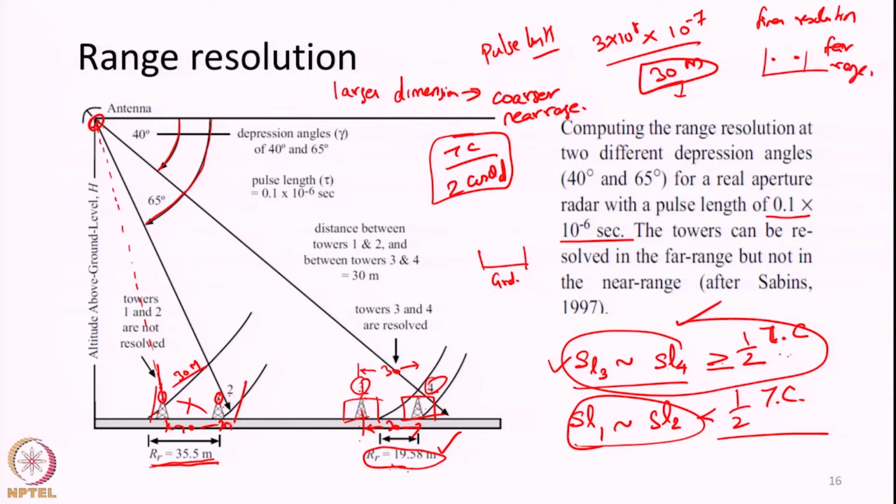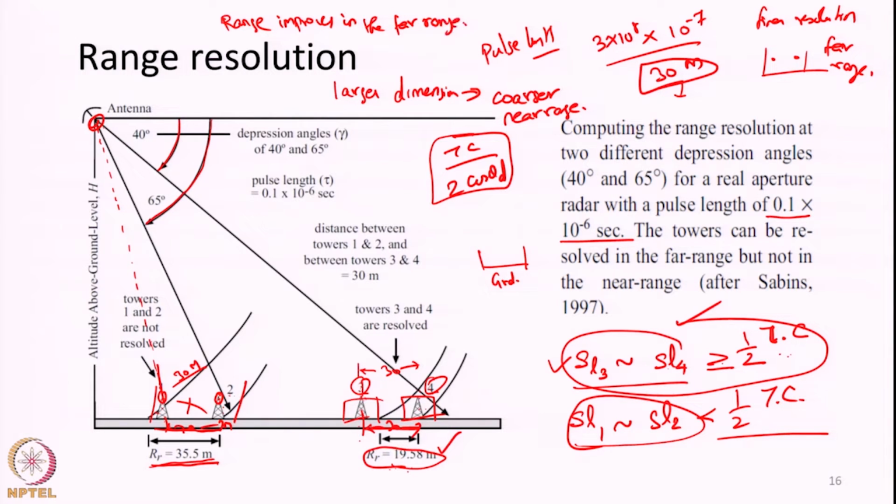We also saw an example in the last class that the length of the pixel here is 35.5 meters, whereas here on the far range it is just almost 20 meters. So two towers separated by a distance of 30 meters on horizontal ground distance will not be resolved in the near range, whereas they will be resolved in the far range. So the range resolution improves in the far range. When you move from near range to far range, the range resolution becomes finer and finer.